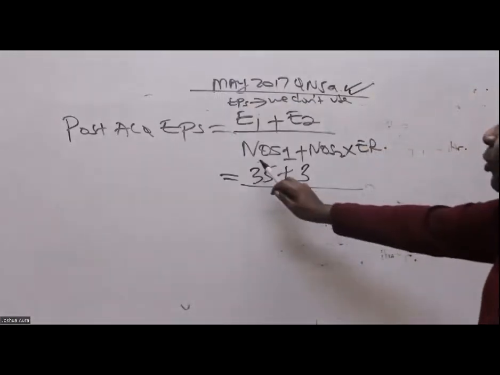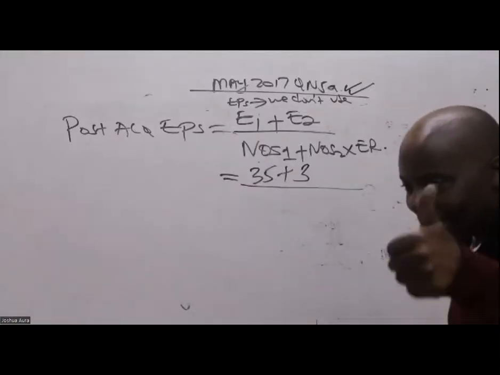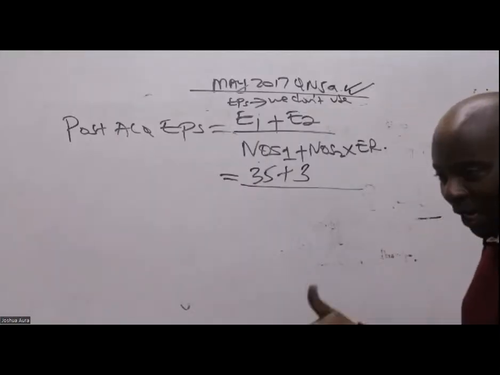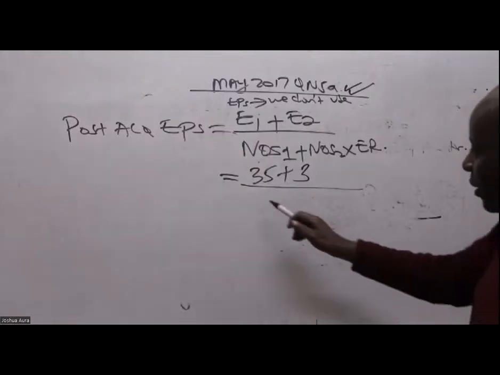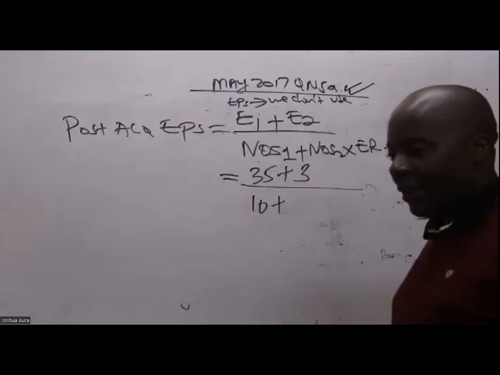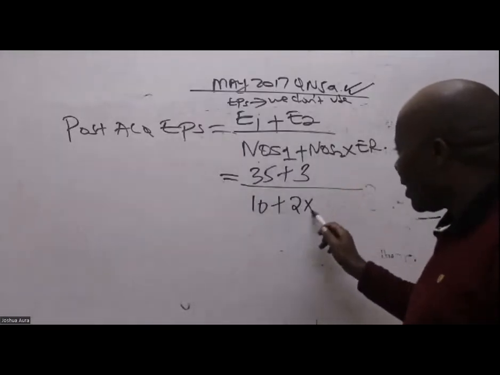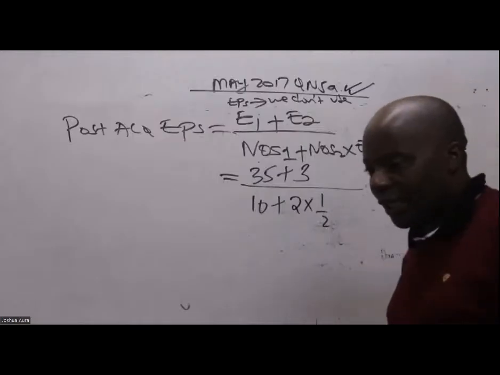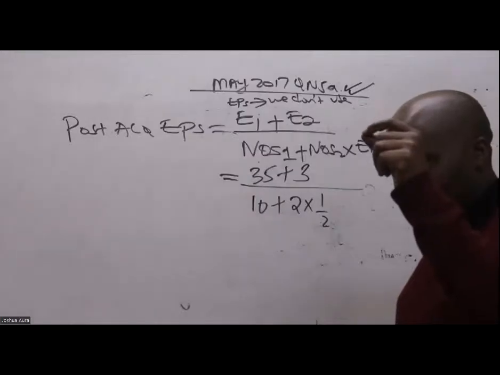So is anybody able to see the number of ordinary shares? Thanks, Silas, for that question. I'll answer it in a moment. Number of ordinary shares for company 1 is 10. How about the number of ordinary shares for company 2? Times the exchange ratio, which is what here? A half, which you have just computed.